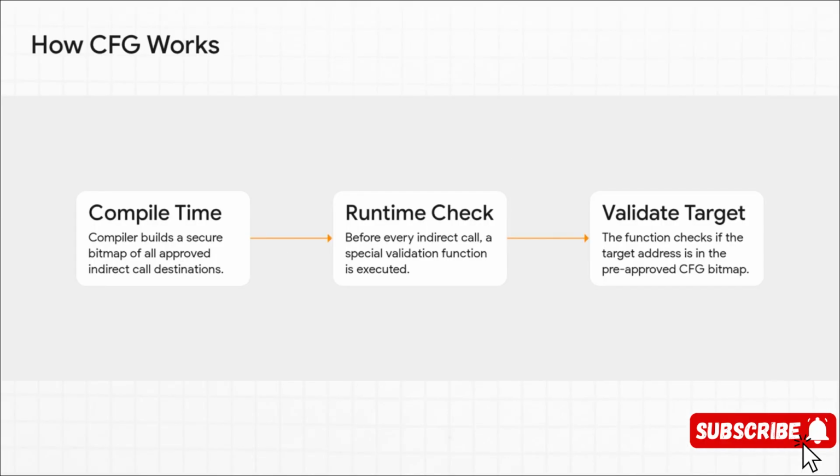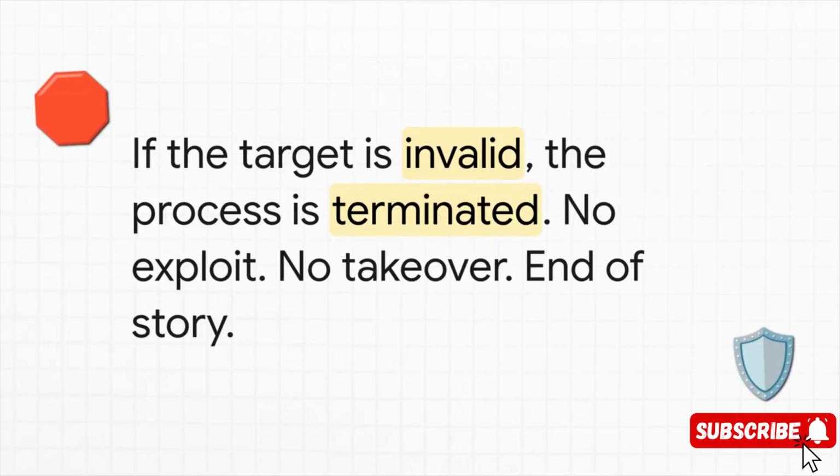The solution, Control Flow Guard, basically acts like a security guard with a pre-approved guest list. When a program is built, CFG creates a secure map of every single valid destination. Then, right before the program makes that turn, CFG steps in and asks, "Hey, is your destination on my list?" And if the destination is not on that approved list, boom, the journey is stopped dead in its tracks. The gatekeeper just terminates the process nice and safe, preventing any damage before it even has a chance to start.